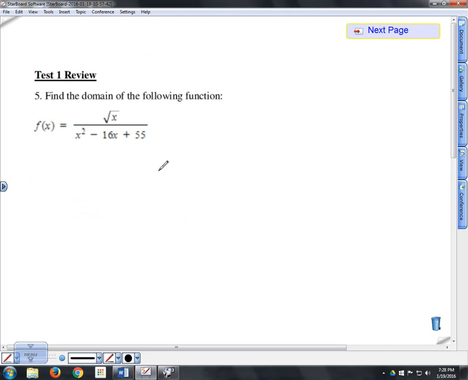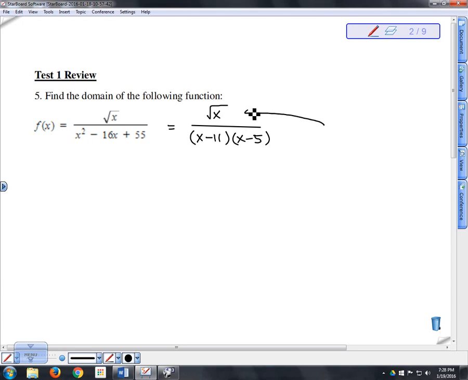Question 5, again, look at it in factored form. Now we do have to consider the numerator. The numerator can equal 0, but you have a square root. So we need to consider that x has to be greater than or equal to 0. Otherwise it can't be inside of a square root. The other thing to consider is here in the denominator, x cannot equal 11 and x cannot equal 5.